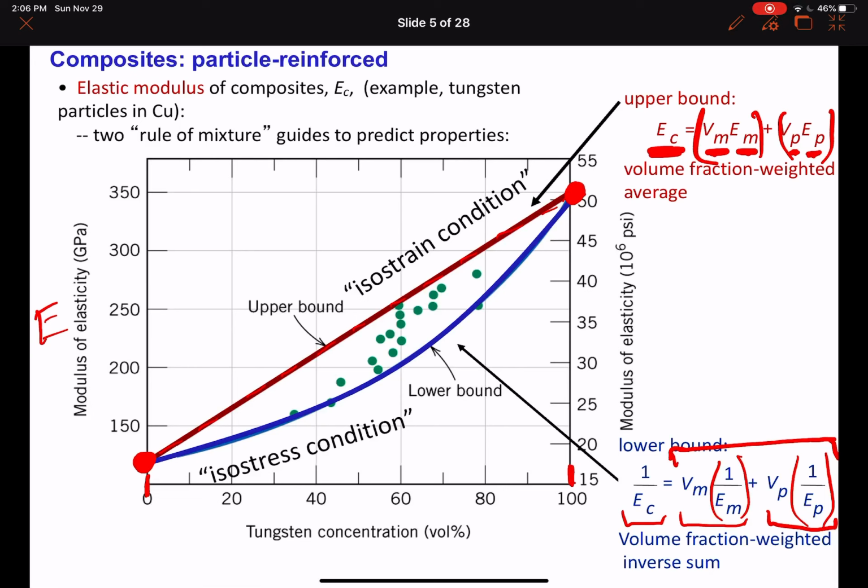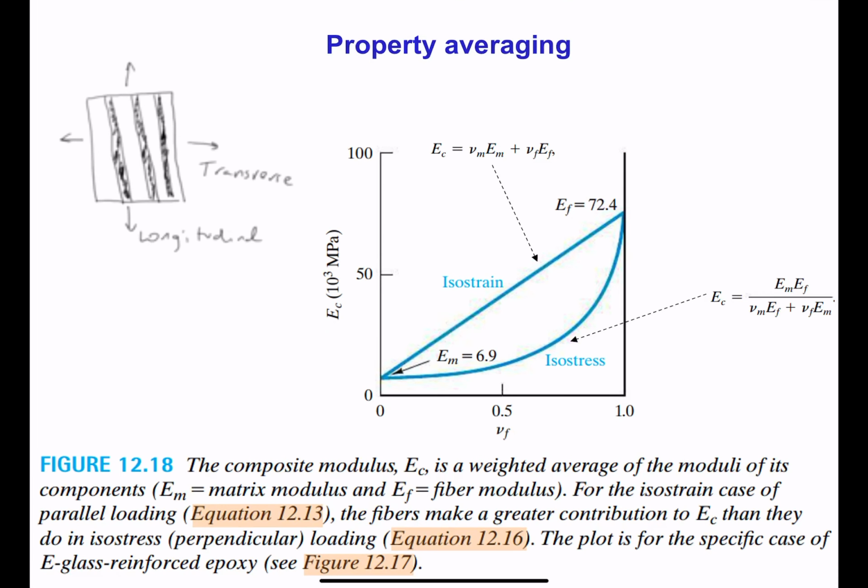So if bonding is very good, or if particles or fibers are aligned with the direction of the tensile force, for example, data points might be closer to the upper bound. If bonding is weak or the force is orthogonal to the main length of the reinforcement, you might be closer to the lower bound given by the isostress condition. Okay, so this property averaging, again, is very useful.